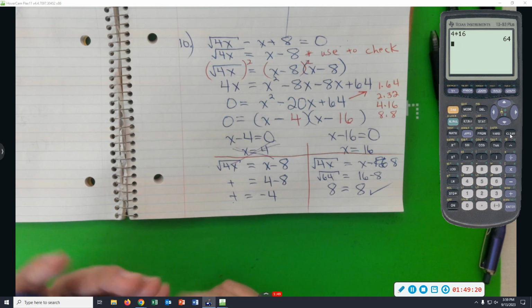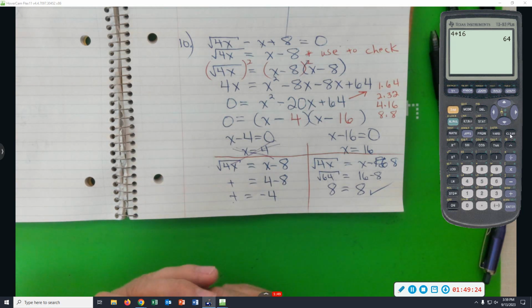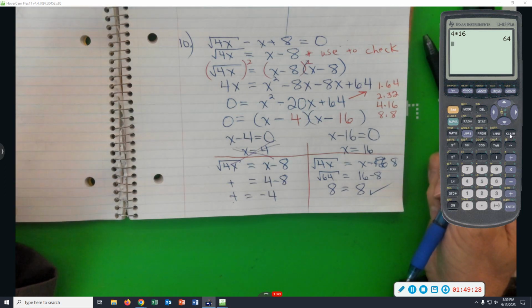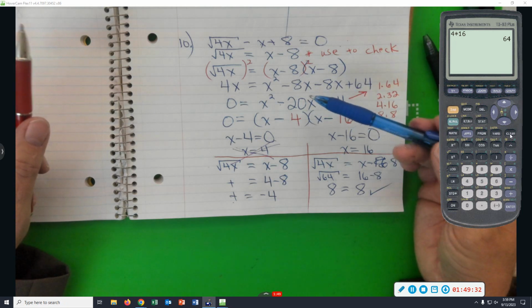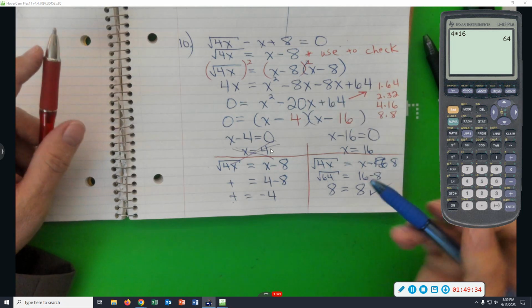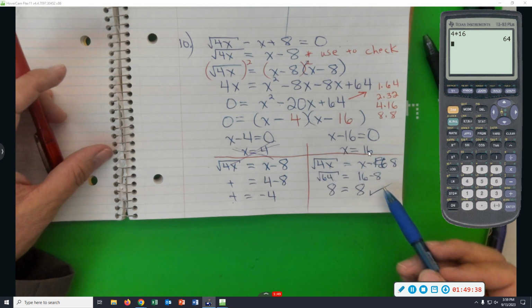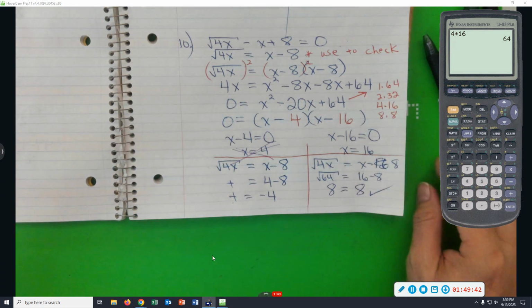I'll tell you right now, for these square root equations, something checks. It is very difficult to rig a problem of a square root equation where there are two extraneous solutions. By that I mean two numbers that you get, neither of which check. It's possible, but it is very rare.